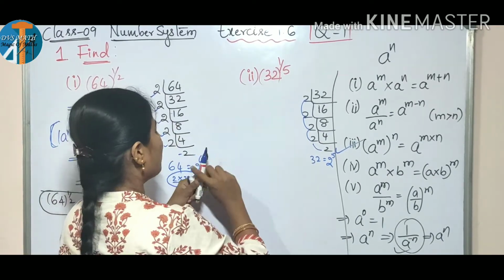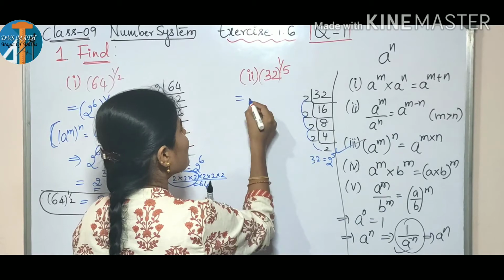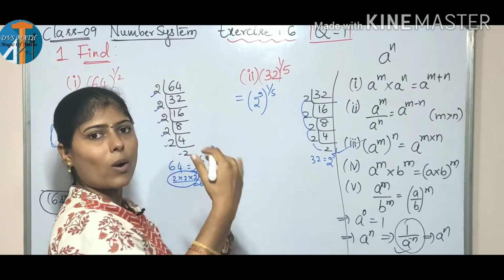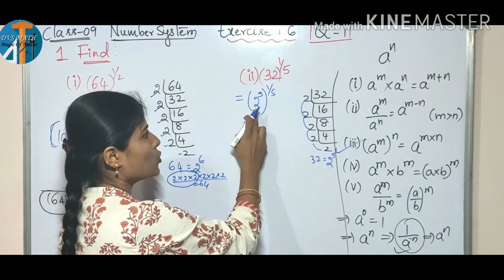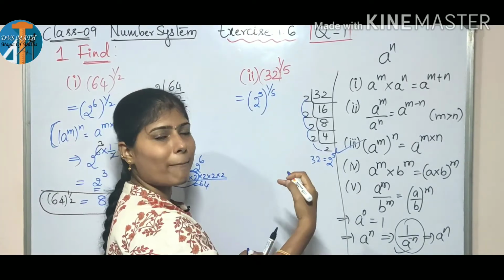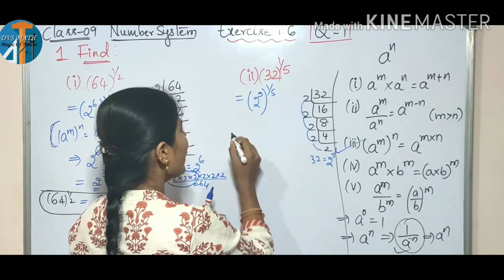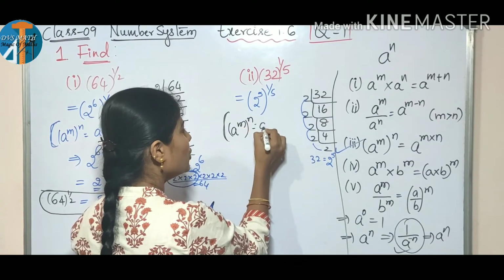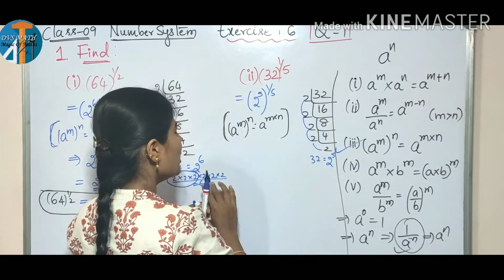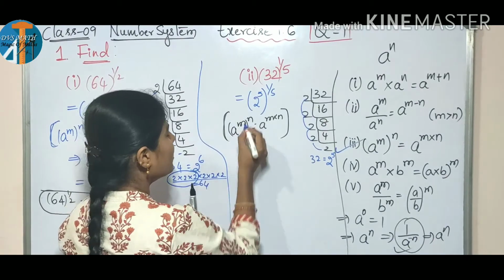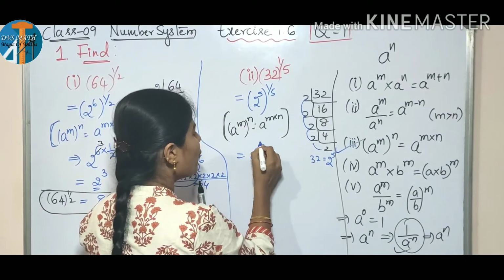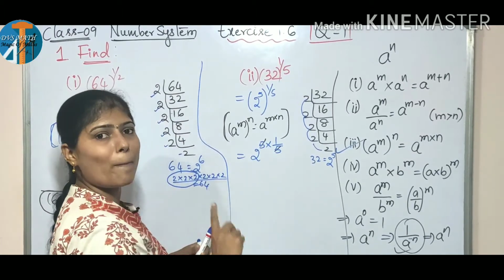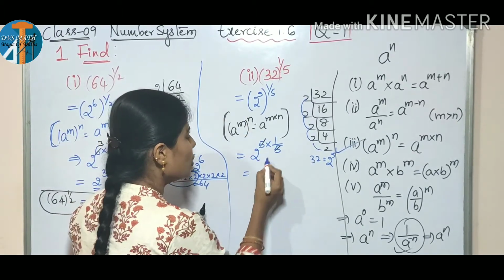So now let us write here. 32 can be written as 2^5, so 32^(1/5) is (2^5)^(1/5). So again what do we have to apply? Again (a^m)^n is equal to a^(m×n). If I apply this here, what happens? It is 2^(5×1/5). Clear? So here the 5s cancel. 2^1 we got now. Value is equal to 2^1.